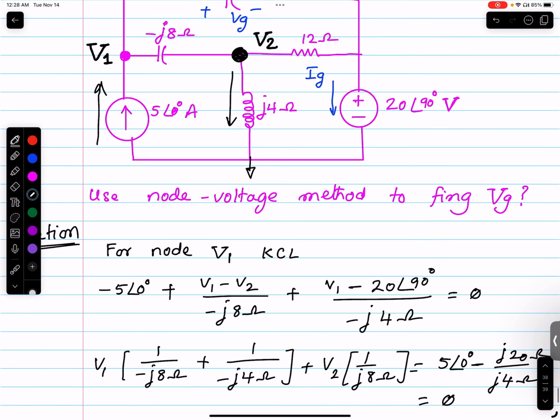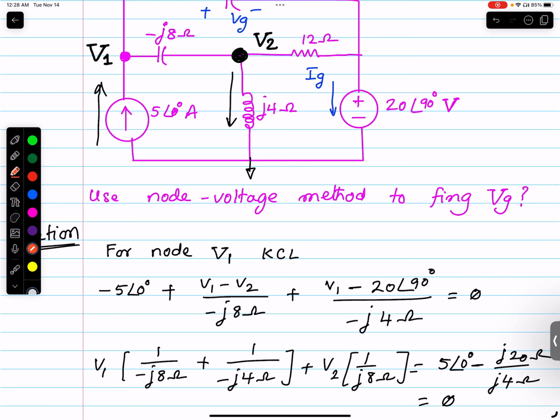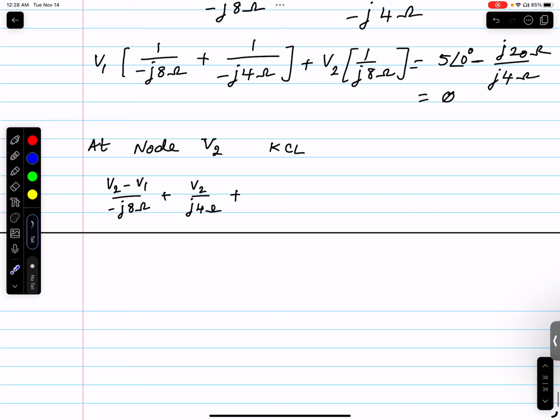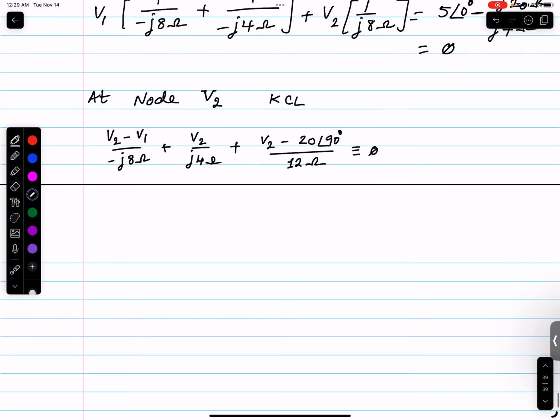Plus what is the current that's leaving in this branch? We already accounted for all other branches. This is the only branch. That will be V2, which is this voltage, minus this voltage, which is given by 20 angle 90, divided by 12 ohms. So V2 minus 20 angle 90 degrees divided by 12 ohms. All of that should equal 0. That's by definition. Okay, so we can factor out V1 here.